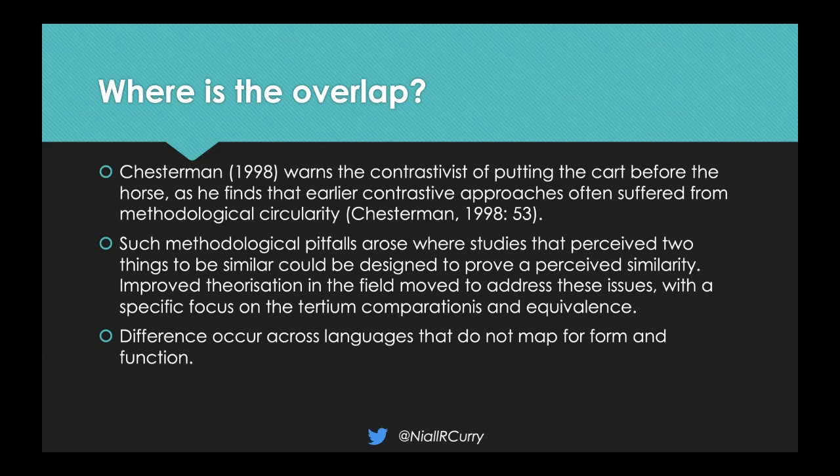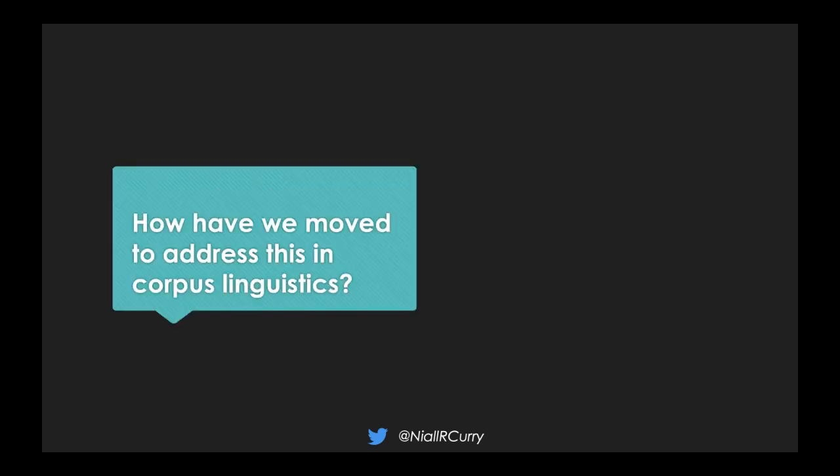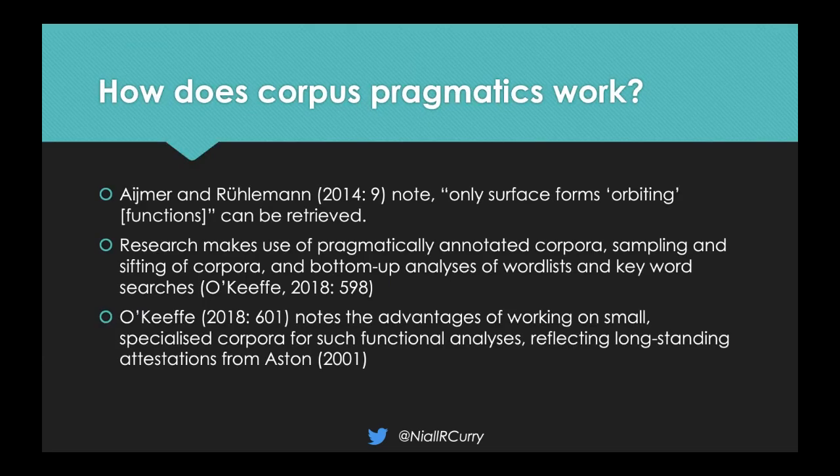And so this has been a problem in contrastive linguistics for some time. So in corpus linguistics, what have we done? Well, what we've typically done in corpus pragmatics is we've taught a little bit about this kind of approach to looking around forms. So we look at forms and we look at the functions that orbit those particular forms. And so this might be through looking at pragmatically annotated corpora.